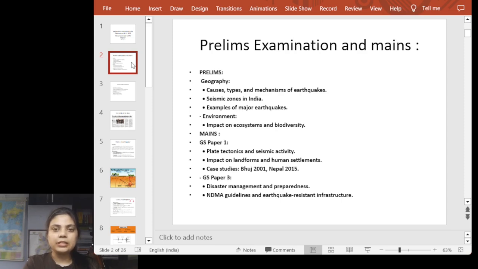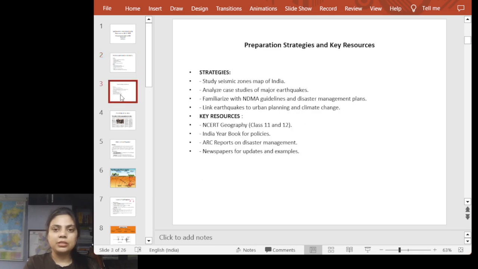If I connect this earthquake topic to the prelims examination, you can see its relevance in the geography as well as environment syllabus. In terms of mains, you can connect this theme with GS paper 1, GS paper 3, and you can use the case study in the ethics paper, and in the essay paper also you can see its relevance. To complete your geography syllabus, you can refer to the NCERT books of class 11th and 12th.